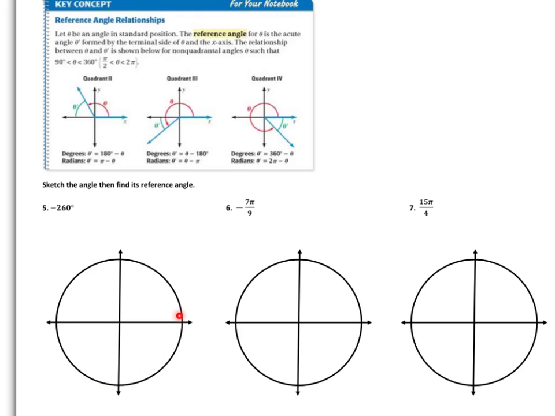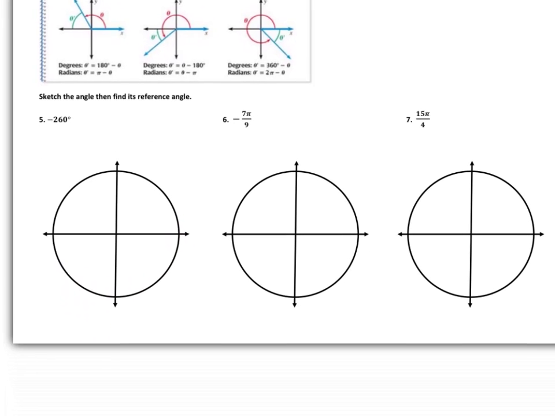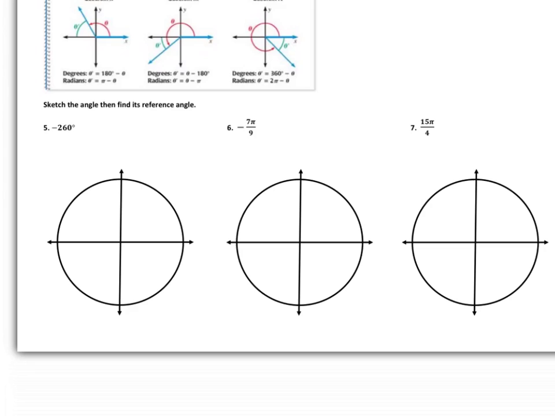So if I draw this first one, negative 260 degrees. You always start here. Well, I go negative 90, negative 180, negative 270, but I got to back out because I only wanted 260. So there's the negative 260.